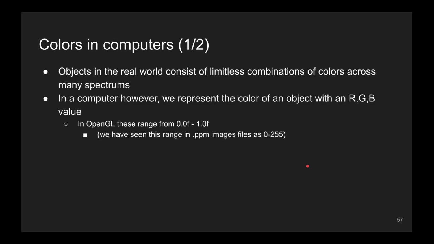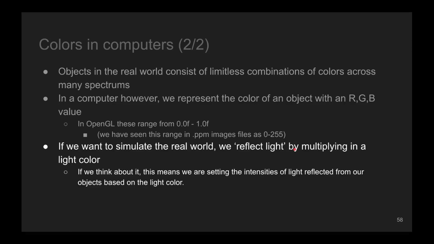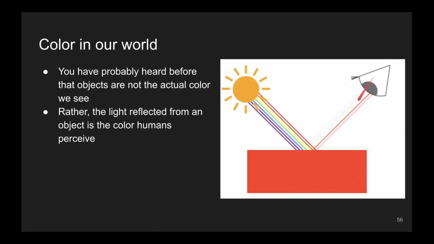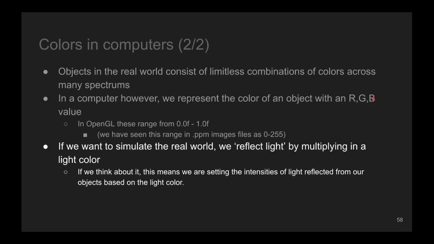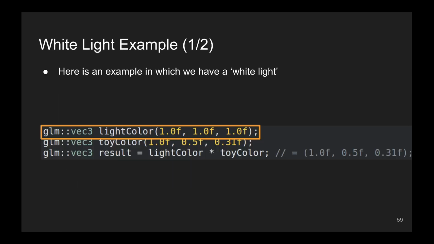Now, of course, objects in the real world have limitless combinations of colors. I don't know what the exact resolution is, but we've been working with RGB in the range of 0.0 to 1.0, or in our PPM 0 to 255, something in that range. So for us, if we're following this model of what light gets reflected back, that's what we're talking about with our RGB intensities. It's sort of this additive versus subtractive model. So how do we do this?